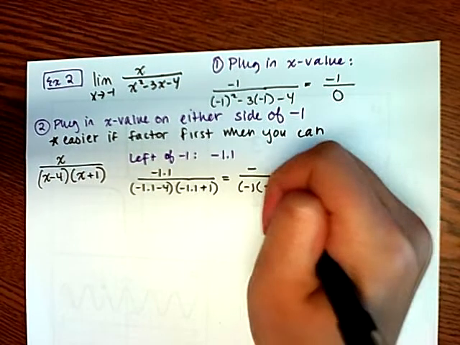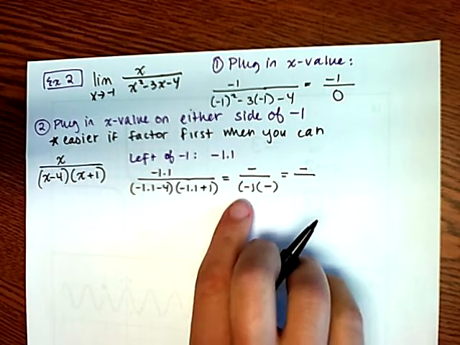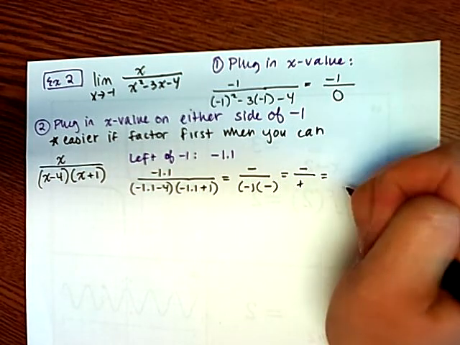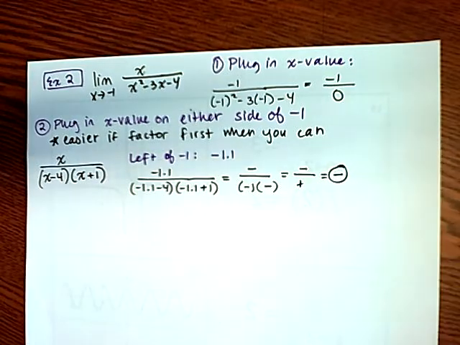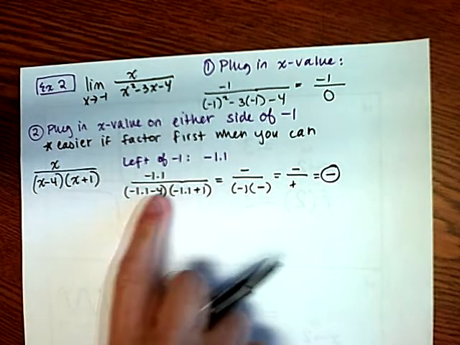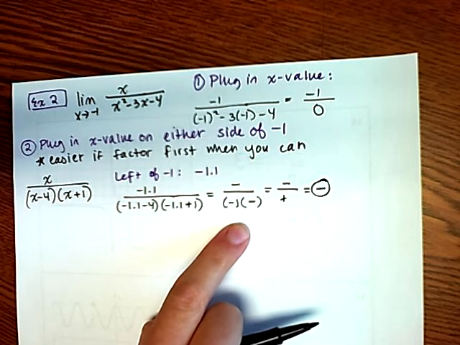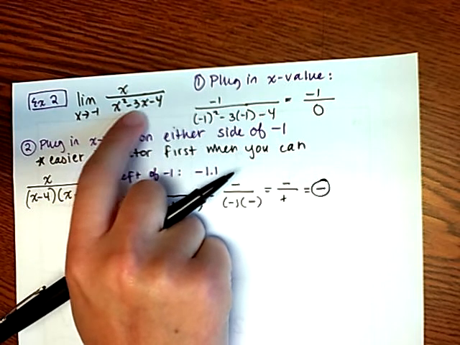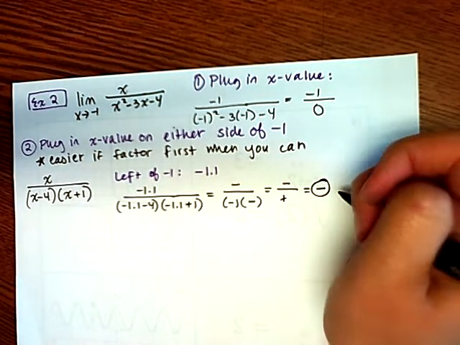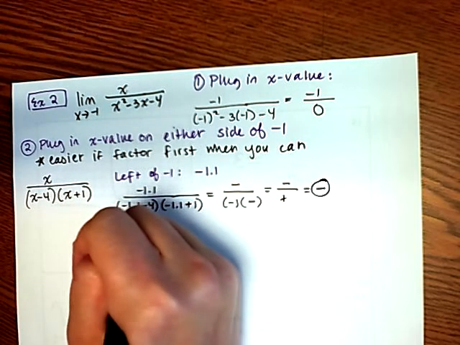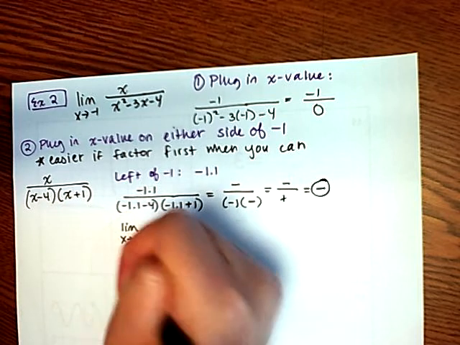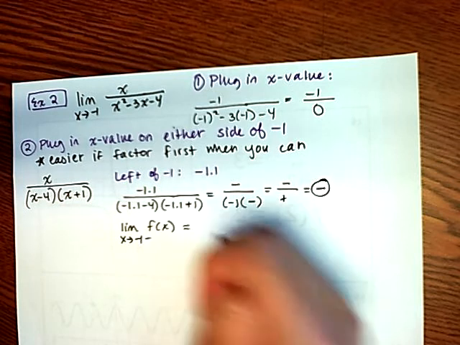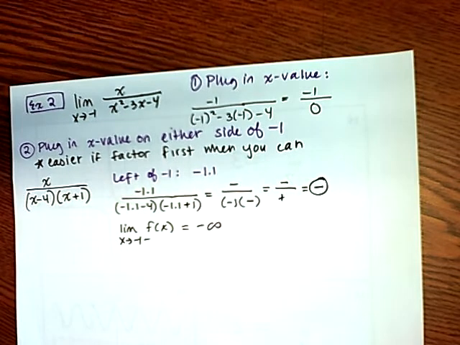So now I can see on the top I have something negative. On the bottom I have negative times negative, which would be positive. And then my overall answer will be negative. That's a lot easier to figure out than if I were to plug in -1.1 up here into this quadratic and have to think about if it's positive or negative. So then what is this telling me? It's telling me that the limit as x goes to -1 from the negative side, and I'm going to call this f of x so I don't have to rewrite it, is equal to -infinity.